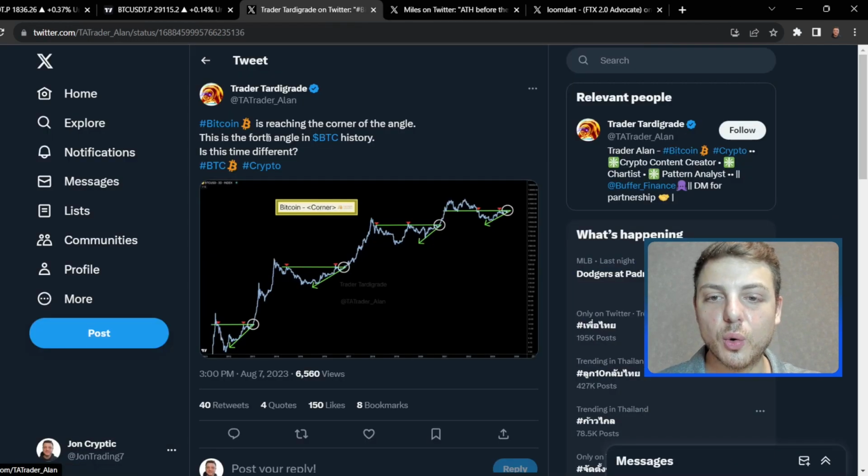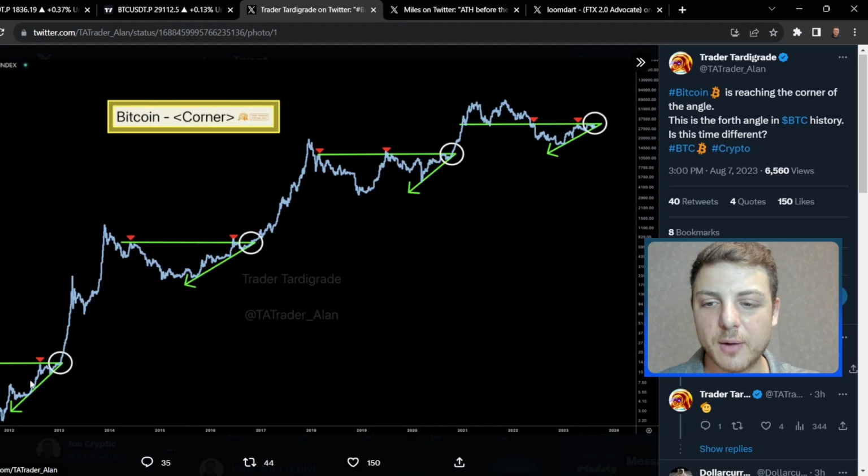Bitcoin is reaching the corner of the angle. This is the fourth angle in Bitcoin history. Is this time different? So we can see how we're basically having on this left-hand side, symmetrical triangle. Through here, we're getting a form of another triangle. Through here, we're getting a very similar form of a triangle. And then through here, we actually got that form of a triangle.